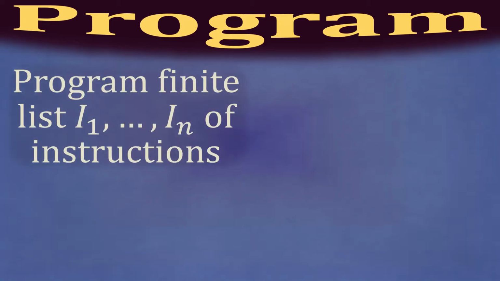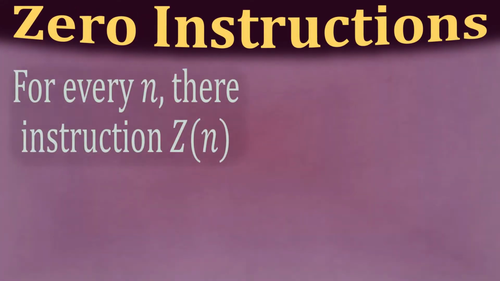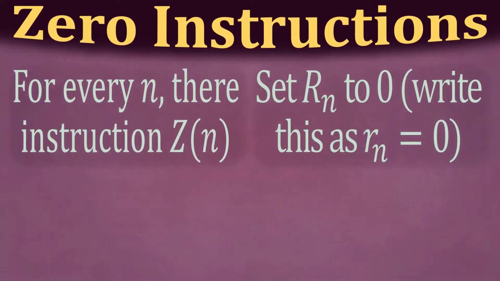Now let's define a program. A program is a finite list I1 to IN of instructions. The instructions come in 4 classes. First, there are zero instructions. For every n, there is an instruction Zn. It sets Rn to 0, or we can write this as lowercase rn is equal to 0.